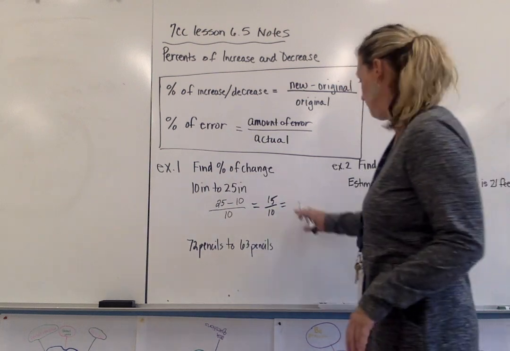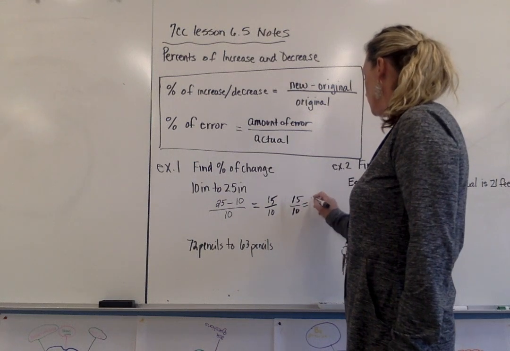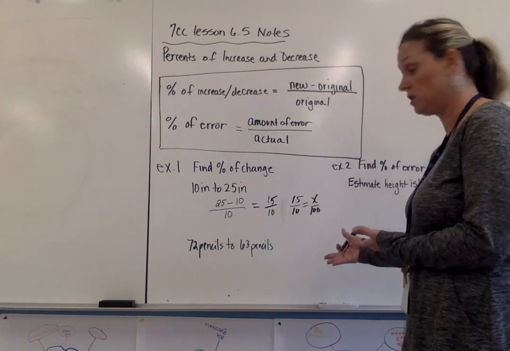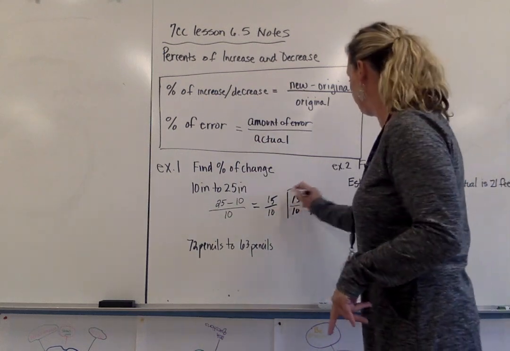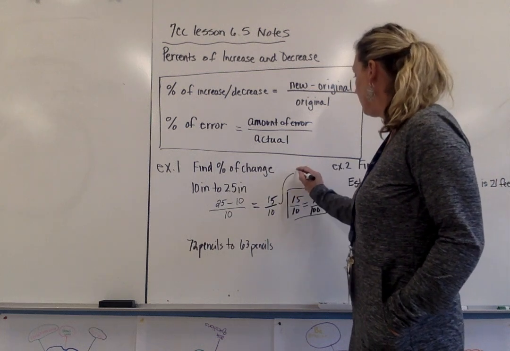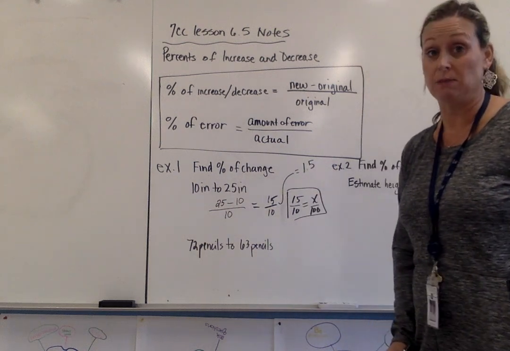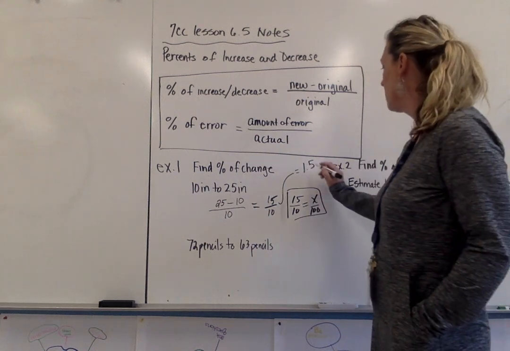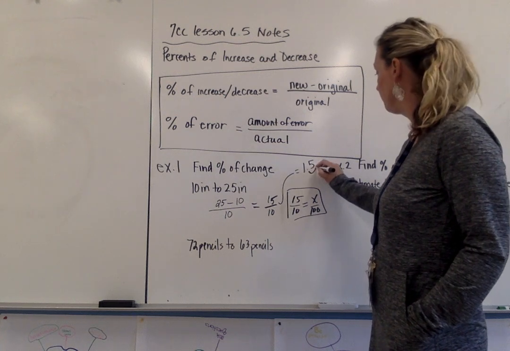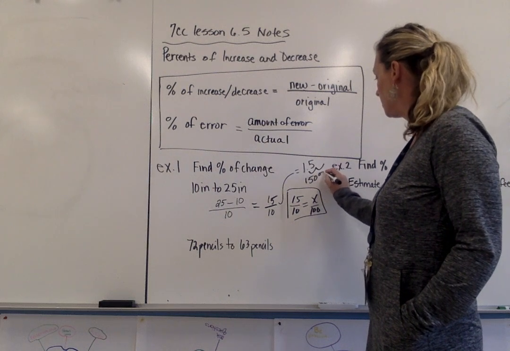If I want, I then can set up a proportion: 15 over 10 equals x over 100, and I can solve using the proportions that we know, or I can just type in 15 divided by 10. And when I do that on my calculator, I get 1.5. That's a decimal. I need it as a percent. So in order to do that, I use what I know from the beginning of the chapter, and I know that 1.5 is the same as 150%.